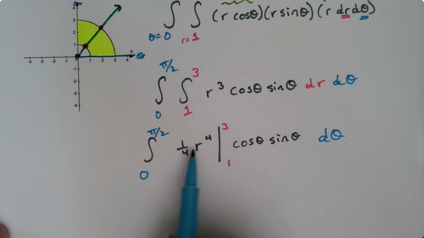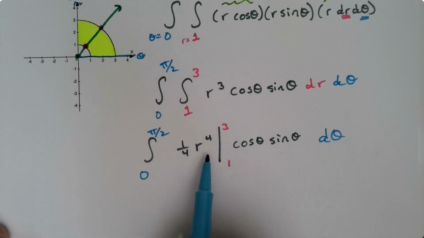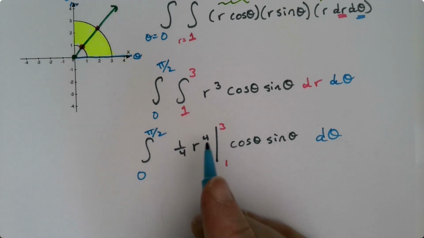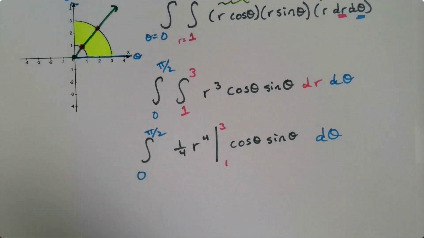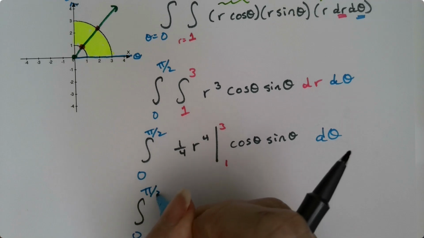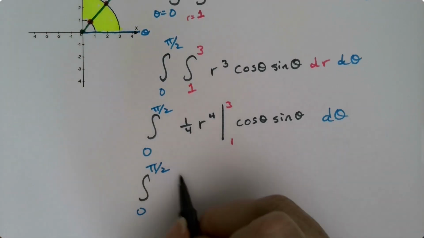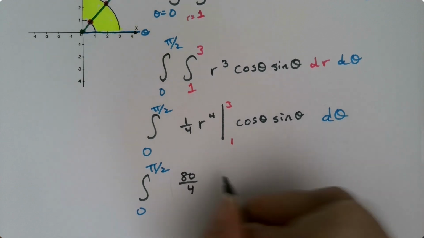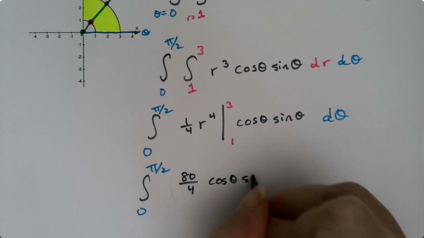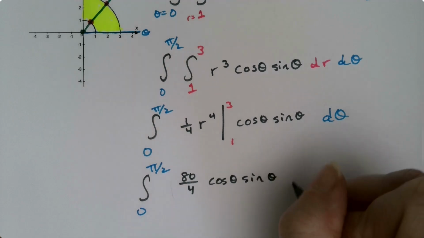So then I'm going to put in 3 and I'm going to put in 1. 3 going in would be 81. 1 going in would be 1. So this is really the integral from 0 to pi over 2. 81 take away 1 would be 80. So it's 80 divided by 4, cosine theta sine theta d theta.